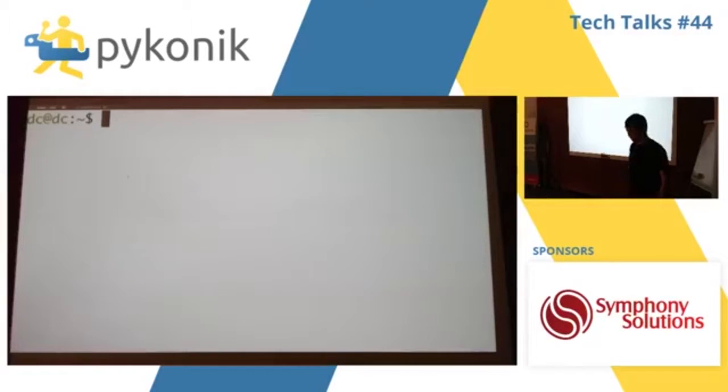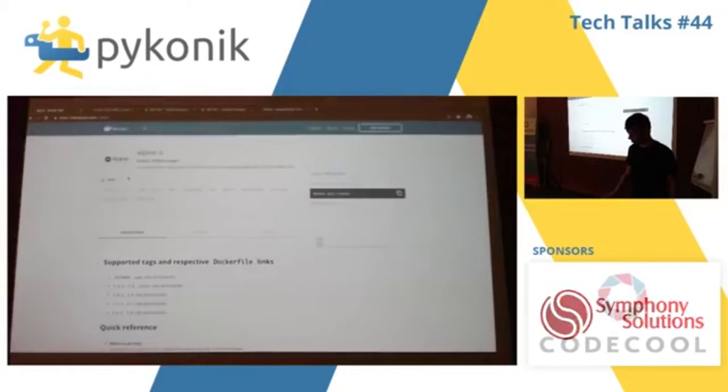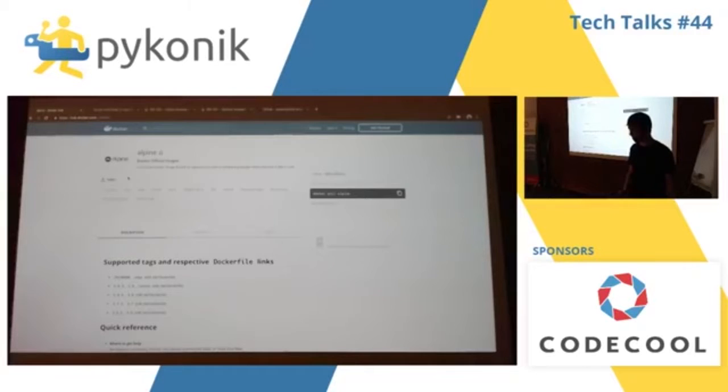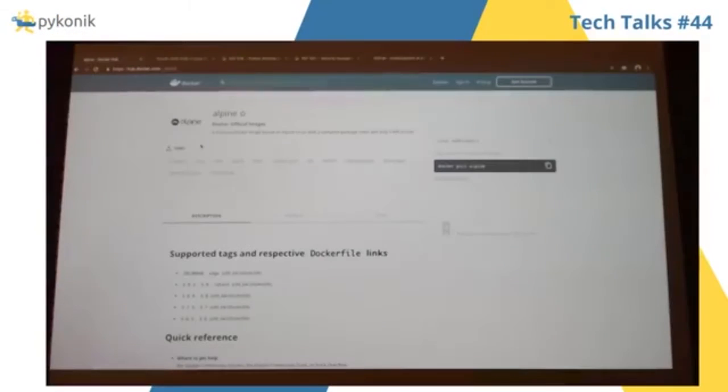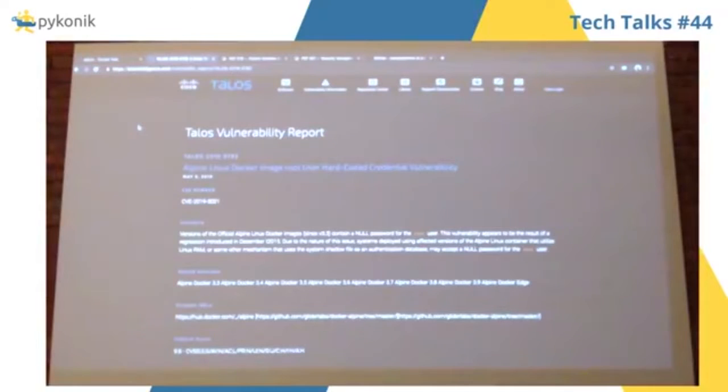So the problem with Alpine is that a few days ago, or maybe today, there was a CVE, which is a common vulnerability. Basically, Talos, which is a team from Cisco, found a bug in the Alpine Docker image, which is that the root account in the Alpine image has hard-coded credentials, which means basically that the password for the root user in the Docker image of Alpine is empty.